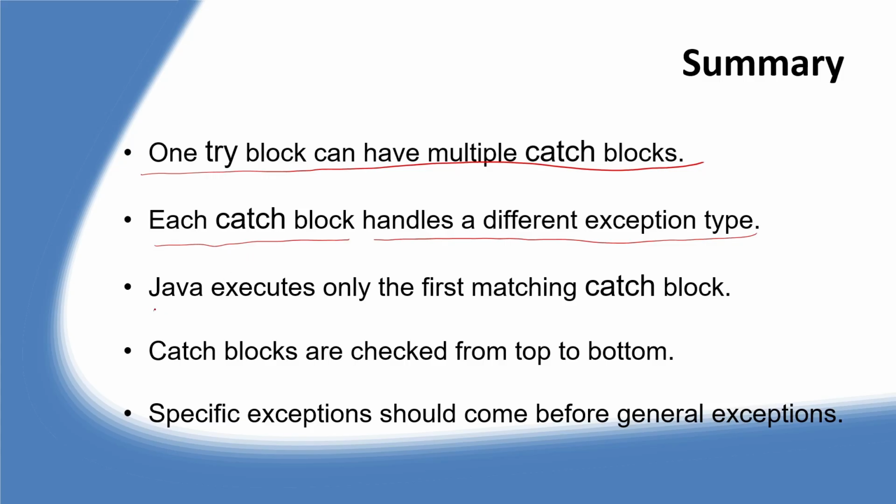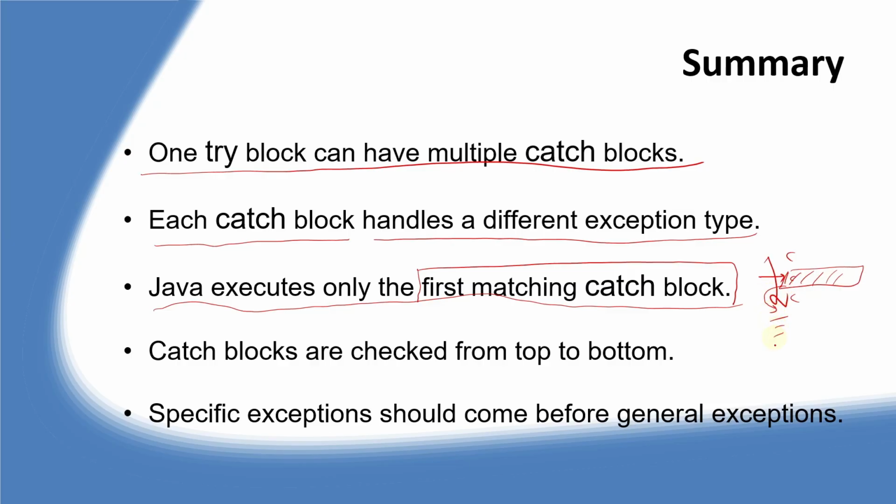Okay, so Java executes only the first matching catch block. It will see whether the programmer has supplied a matching catch block or not. It will check the different catch blocks from top to bottom and find the first matching catch block for that particular exception class. Then it will execute this catch block, come out of the statement, and execute the remaining lines of code. Catch blocks are checked from top to bottom. Okay, the sequence is from top to bottom.